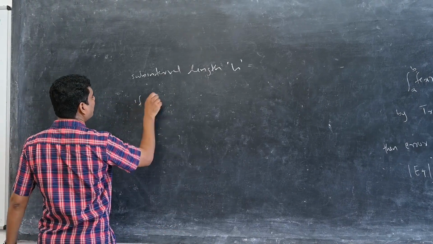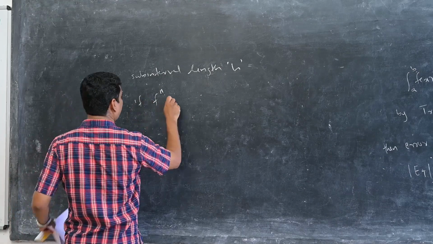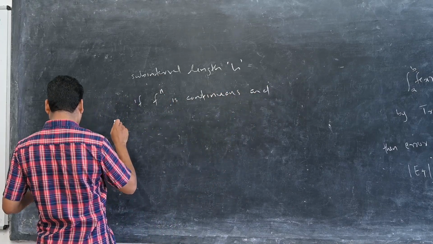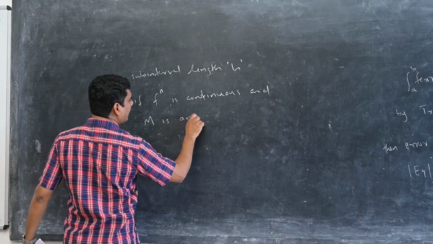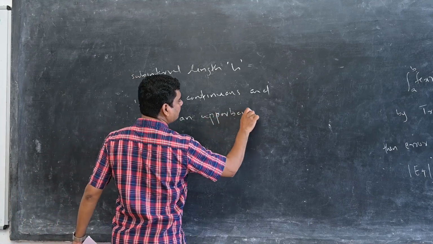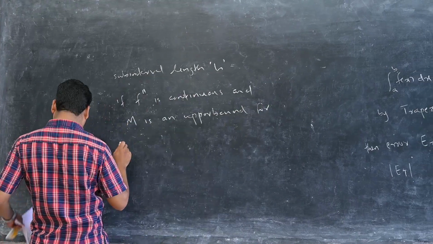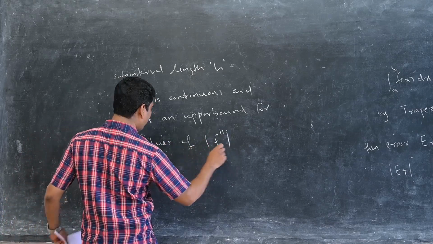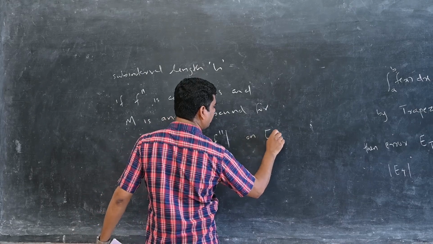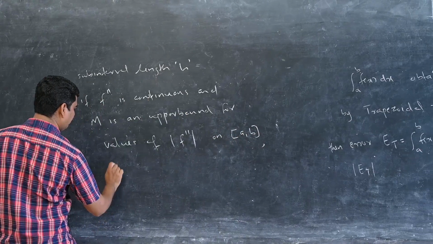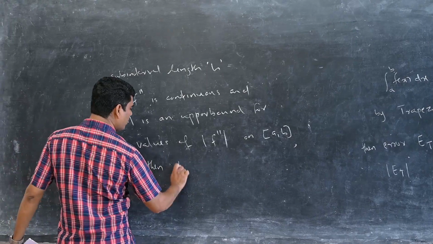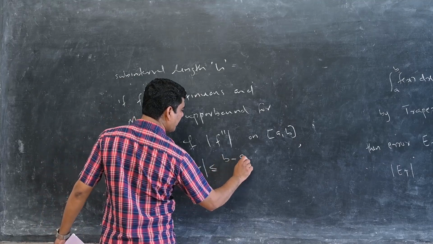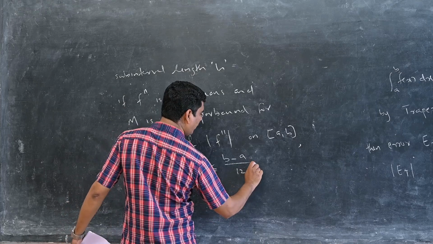If f second derivative is continuous and M is an upper bound for values of mod f second derivative on a b, then modulus of Et is less than or equal to b minus a divided by 12 into h square M.